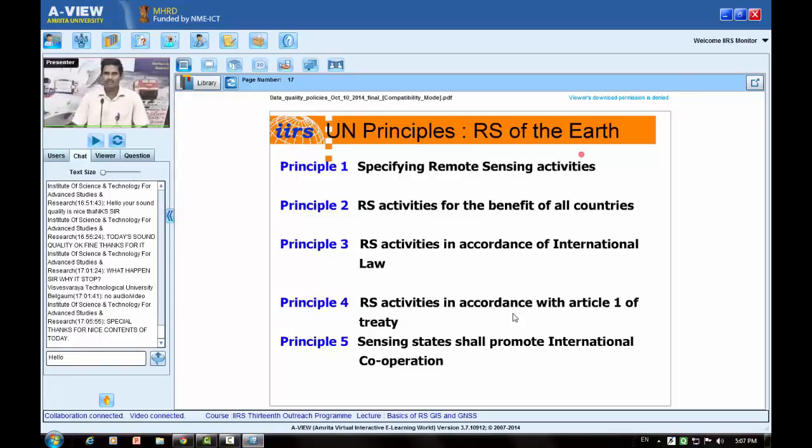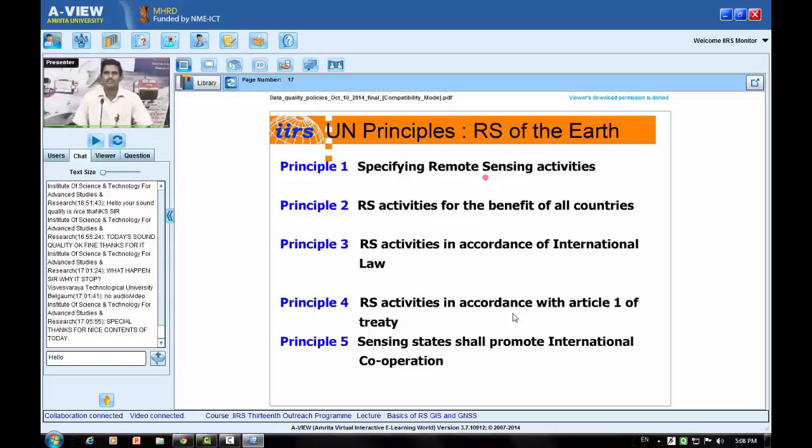That's why here we use two terms: sensing state and sensed state. Sensing state means, I have a satellite, I can sense wherever my satellite goes. Suppose India: India can become a sensing state. And sensed state means the country wherever I collect the information. What I mean is, whatever we do, it should be made available for others. This is what all the 16 principles say.